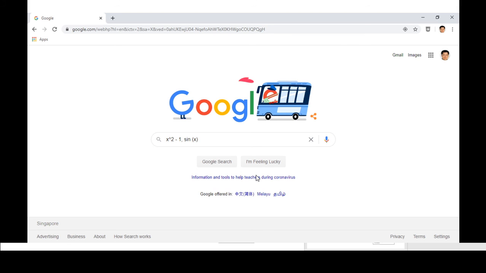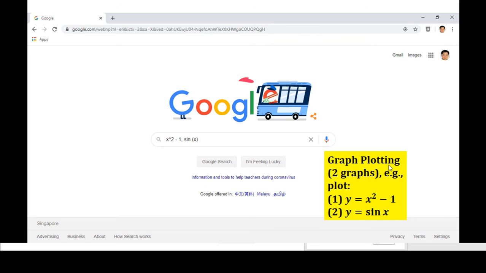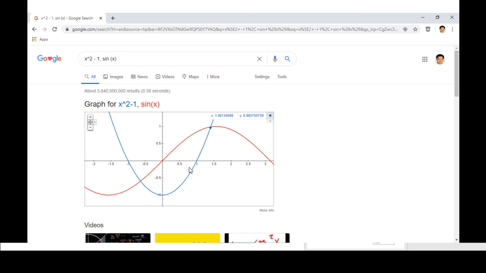Next, I'll show you how to plot two graphs simultaneously. To plot two graphs, all you have to do is separate the two graphs with a comma. So let's say I want to plot y equals x squared minus 1 and y equals sine x. I just put this like that and put a comma in between, and that is what I get. And you can see that there are two roots. If I want to know exactly what the coordinates of this root are, I can just put my cursor there, and the coordinate of that point will appear here.